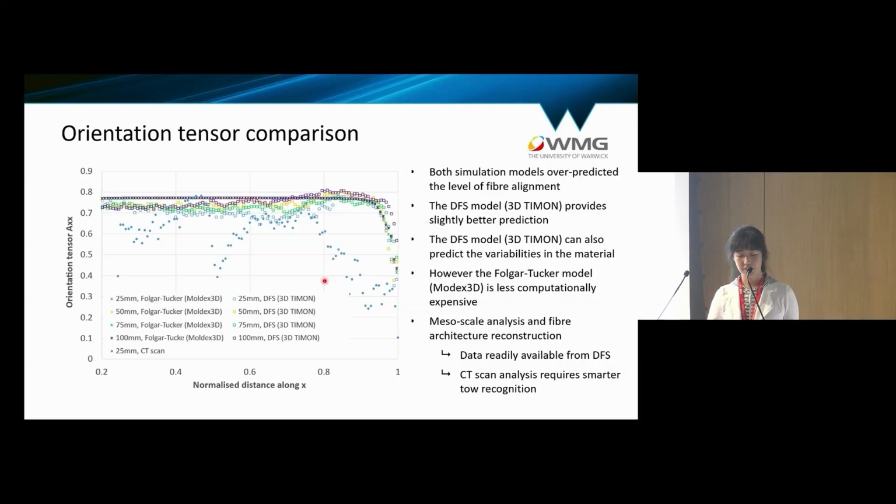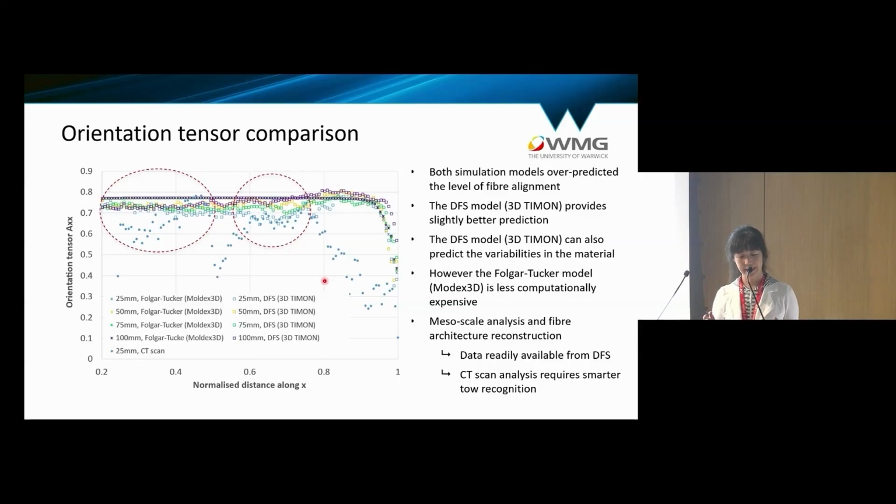However, one thing I need to say is the Fokker-Planck model is a lot less computationally expensive, as you can probably imagine. The 3D Timmer model would usually take a whole day to run, whereas the Fokker-Planck model can give you results in a matter of hours.